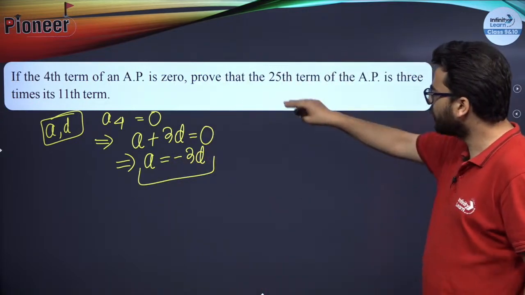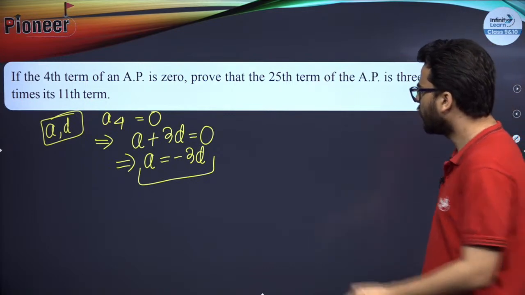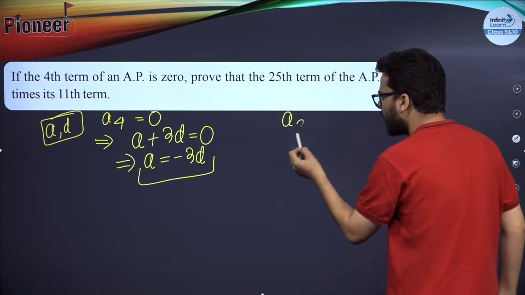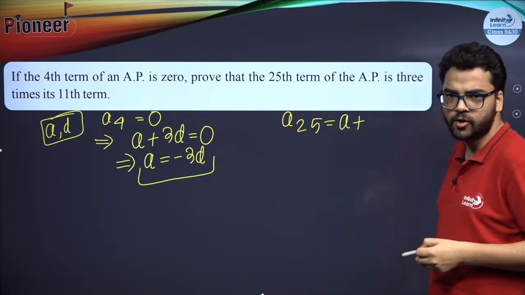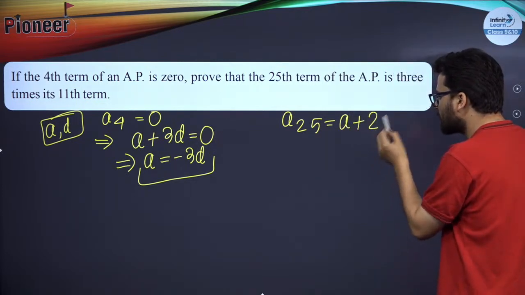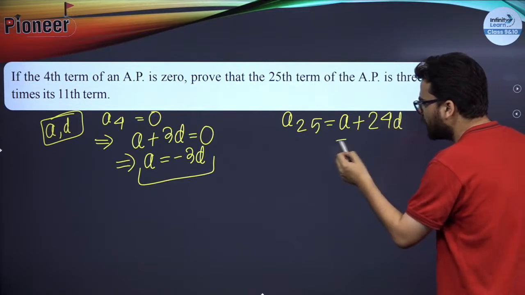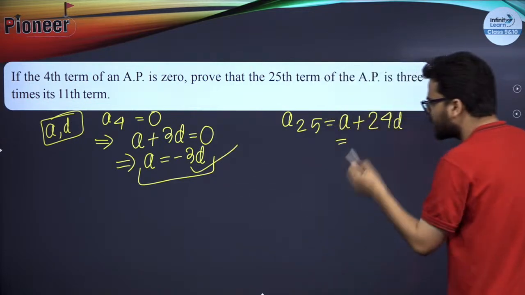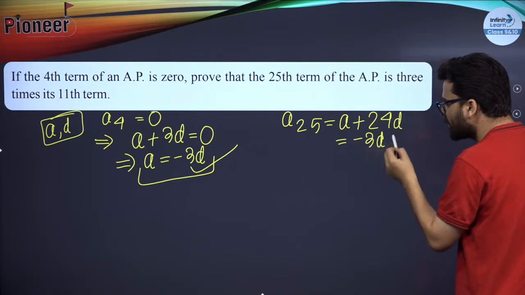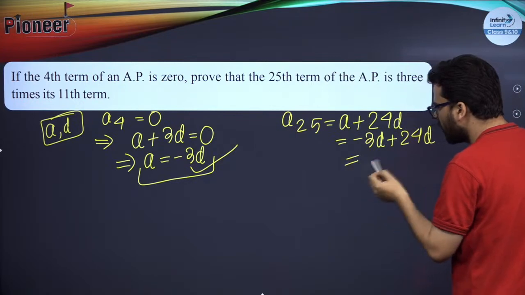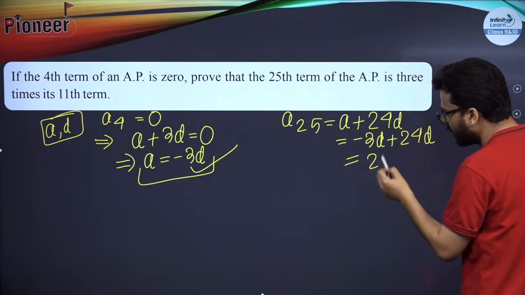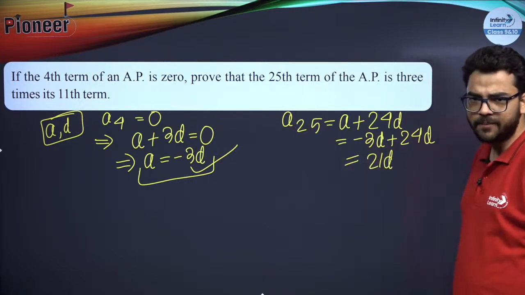Now we have to prove that the 25th term. What is the 25th term, guys? A25. So it will be A plus 25 minus 1 into D, correct? Or you can say A plus 24D. In place of A, can I write minus 3D, guys? I can write minus 3D plus 24D. So this is nothing but equal to 21D, correct? This is nothing but 21D.